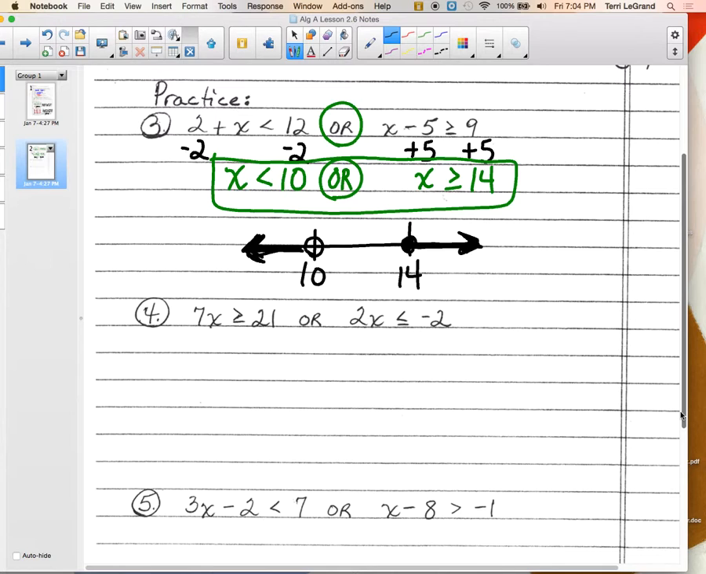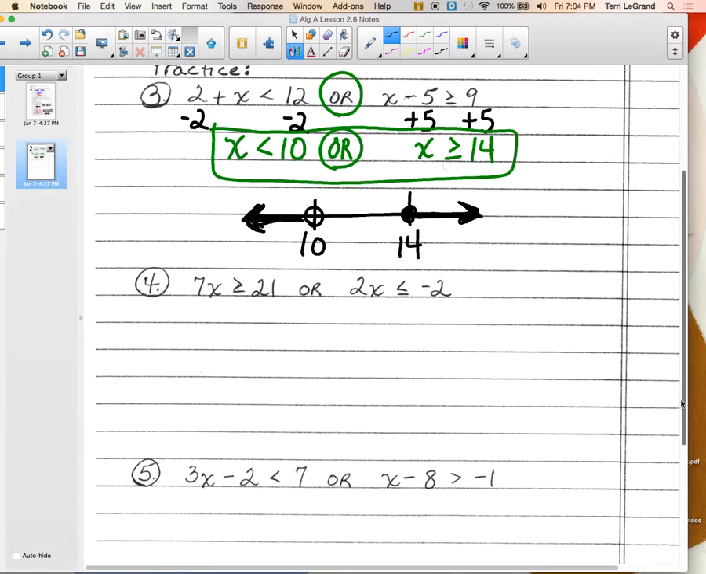Okay, let's try number 4 here. Remember again, when the word OR is in there, we're going to solve each of them separate from this. So whatever it takes to solve the one that you're working with, and then you go over to the other one and it's got its own thing you probably need to do to it. So we're going to take 7x and we're going to divide by 7 because it's the x we want alone. And now we have our solution just like that. X is greater than or equal to 21 divided by 7, 3.